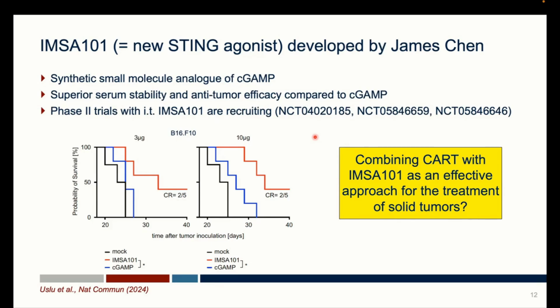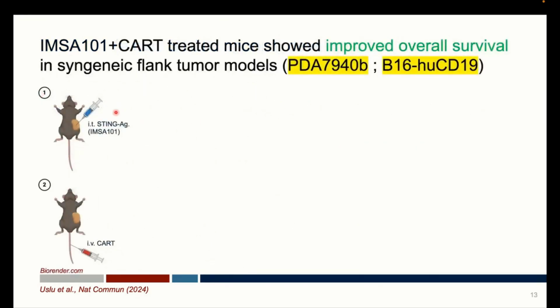So that's what I tested in syngeneic mice. We used black 6 mice, which still have their immune competence, so they have their own immune system, so that we could really monitor and test how the STING agonist is changing the tumor microenvironment. We first injected the STING agonist intratumorally, so that we could change the tumor microenvironment. In the next step, we infused the CAR T cells intravenously, and we hoped that the CAR T cells would traffic better and function better since we first treated with the STING agonist.